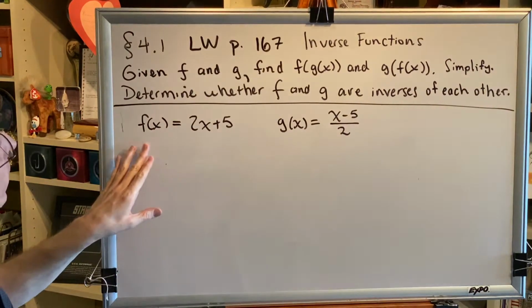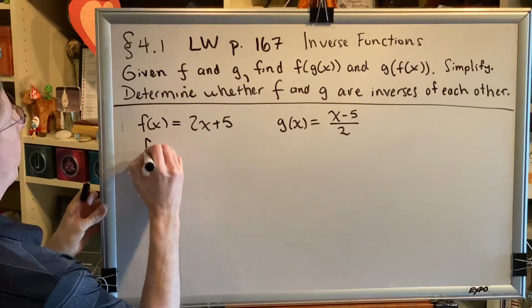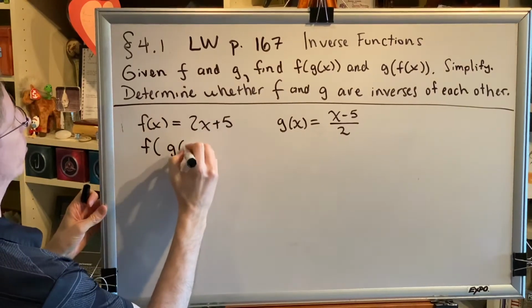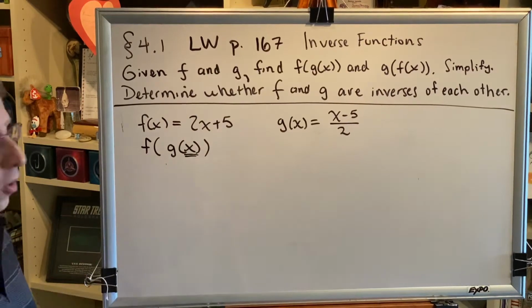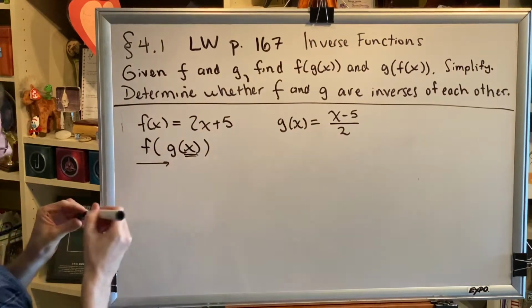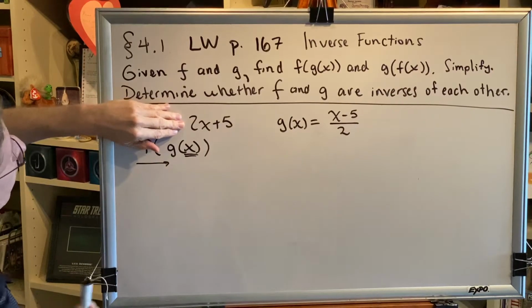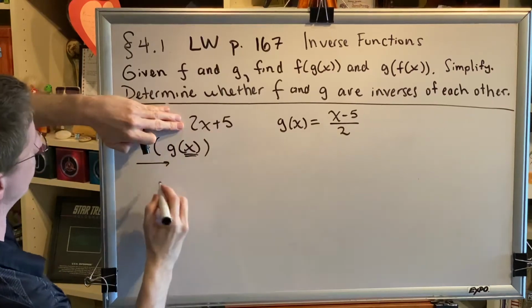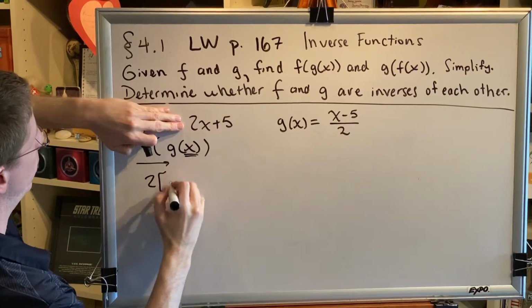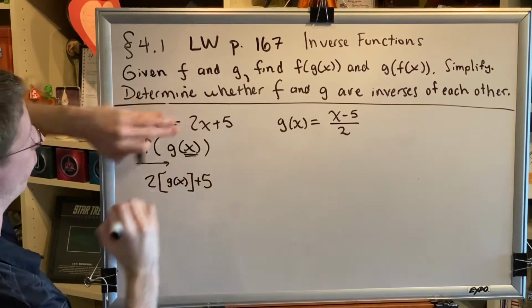So, we need to find f of g of x. Let's do that. F of g of x. We notice that our input is a variable, which means we want to work from the outside in. We're going to start with function f, specifically the right-hand side of function f, but everywhere we see an x, we're going to put g of x instead. So we get 2 times g of x plus 5.